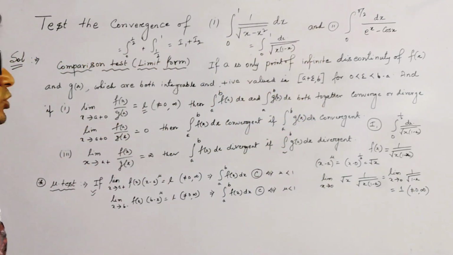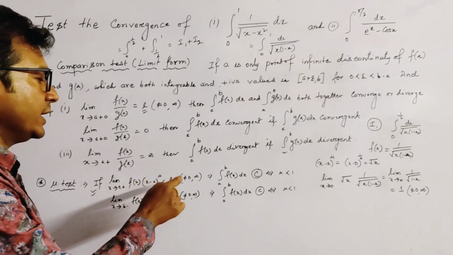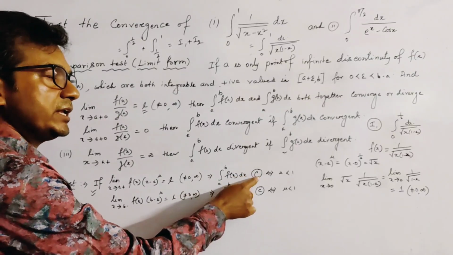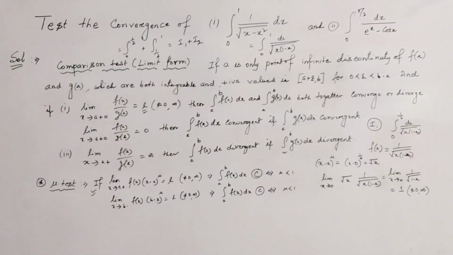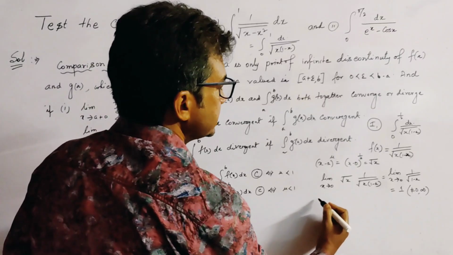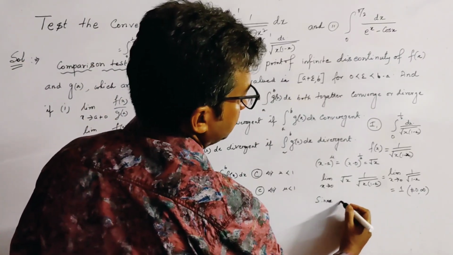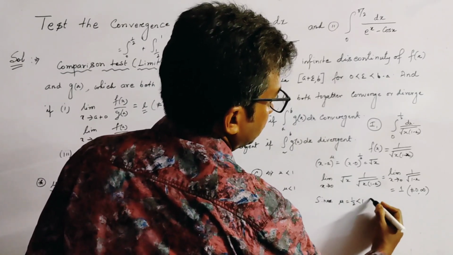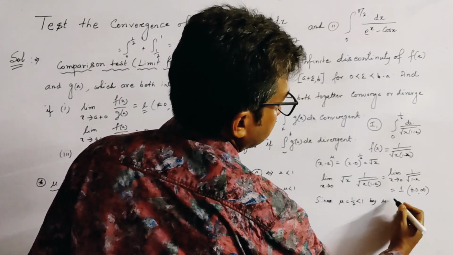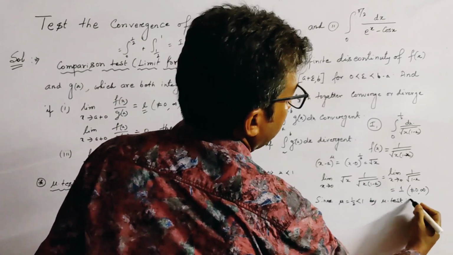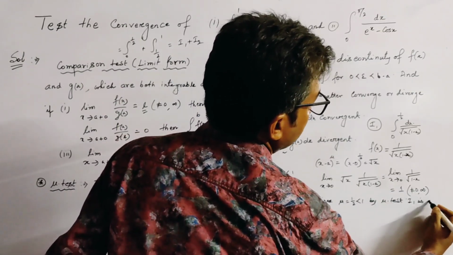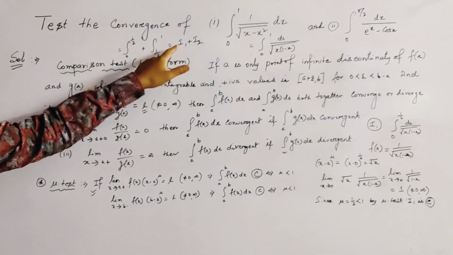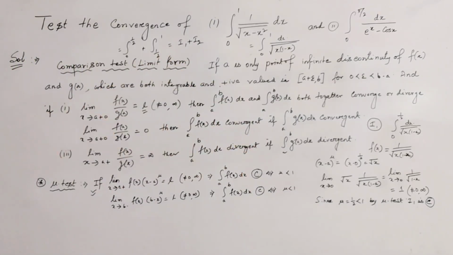So we know that by the mu test, the integral a to b of f x dx is convergent if and only if mu is less than 1. So we say that since mu is equal to half, which is less than 1, by the mu test I1 is convergent. So we get I1 convergent.